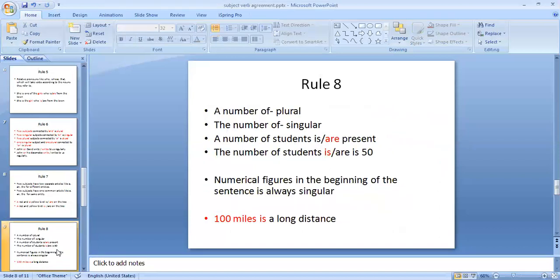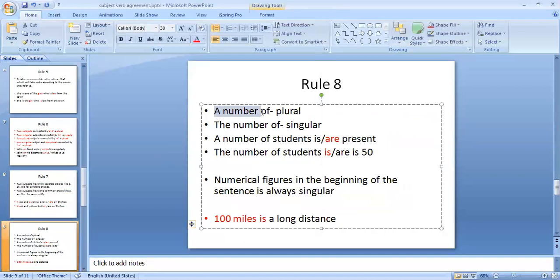Now rule number 8. Please do keep this in mind. When the subject starts with a number of, it is plural. When the sentence starts with the number of, it is singular. A number of the students are present. The number of the students is 50. So keep this in mind: a number of is plural, the number of is singular.